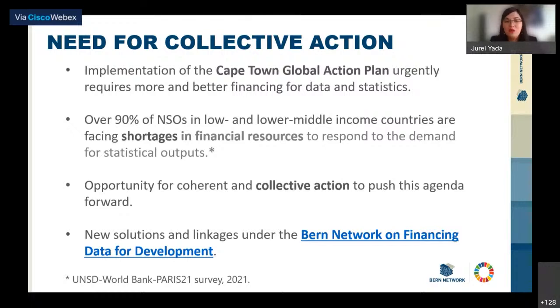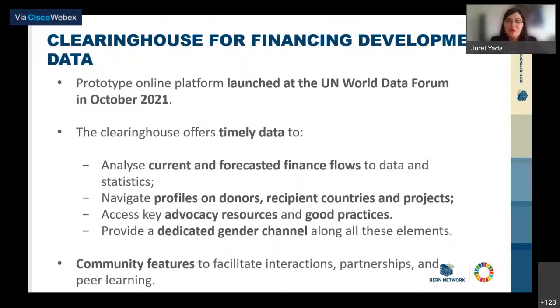I wanted to zoom in on one joint solution we've developed, which is called the Clearinghouse for Financing Development Data. And I believe it's already been mentioned a couple of times over the course of this meeting. And I wanted to just spend the next few slides introducing you to this a little bit more deeply. So the Clearinghouse, as you can see on the slide, is an online platform that was developed by the Bern Network partners and launched formally at the UN World Data Forum last month as one of the official outcomes of the forum.